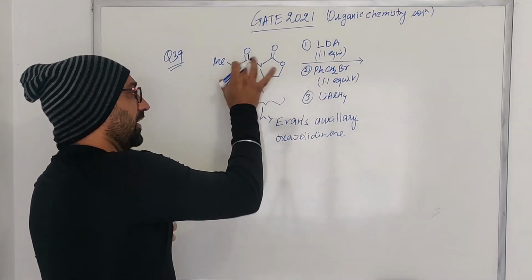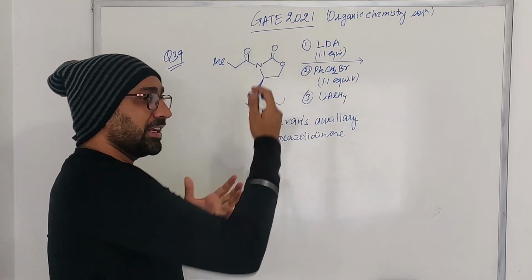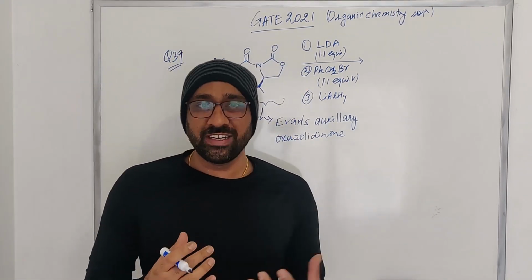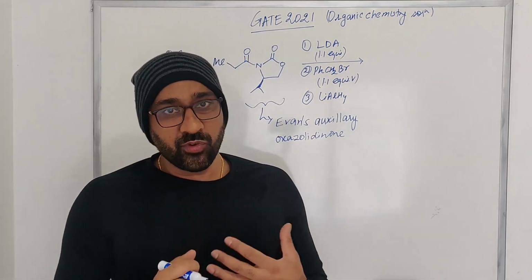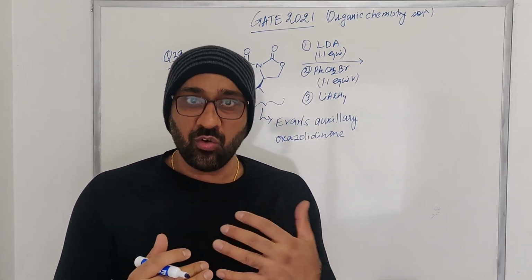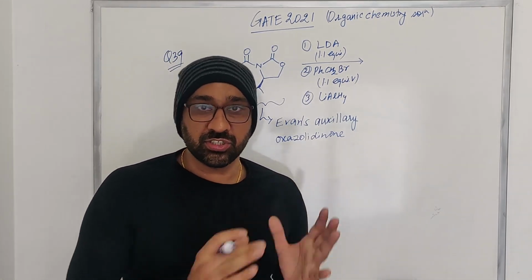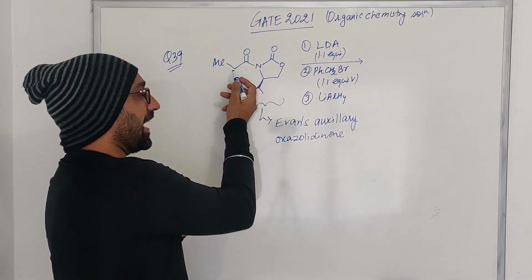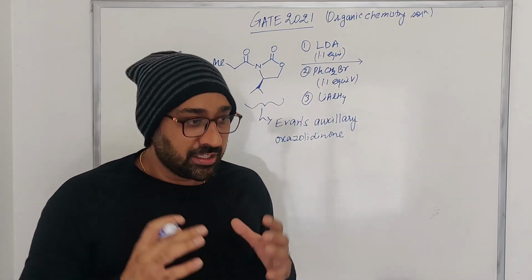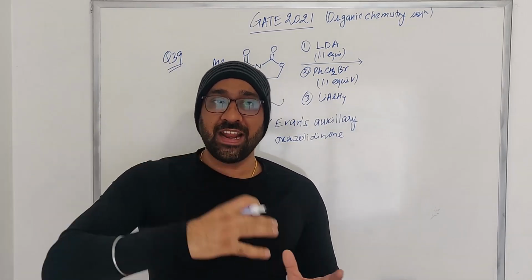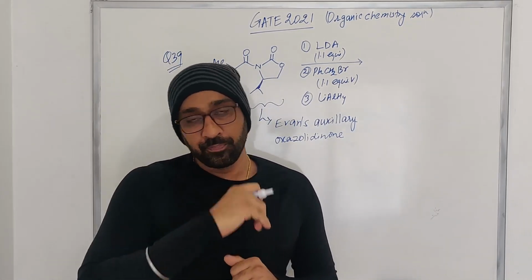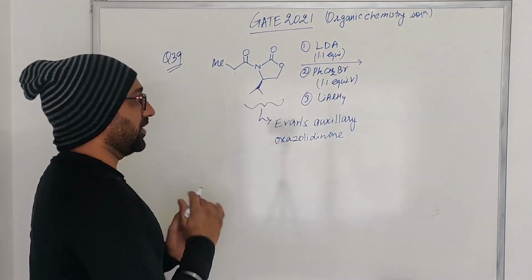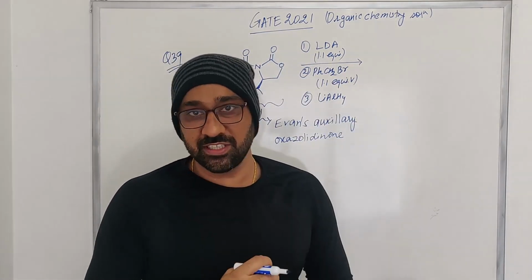So here what we have is a ketone, and this is the auxiliary. Why do we need an auxiliary? If we want to carry out an alpha alkylation in an enantioselective manner, basically in an asymmetric manner, then of course we need some sort of a handle in order to direct the stereochemistry at this particular center. This is exactly what they have discussed in this problem.